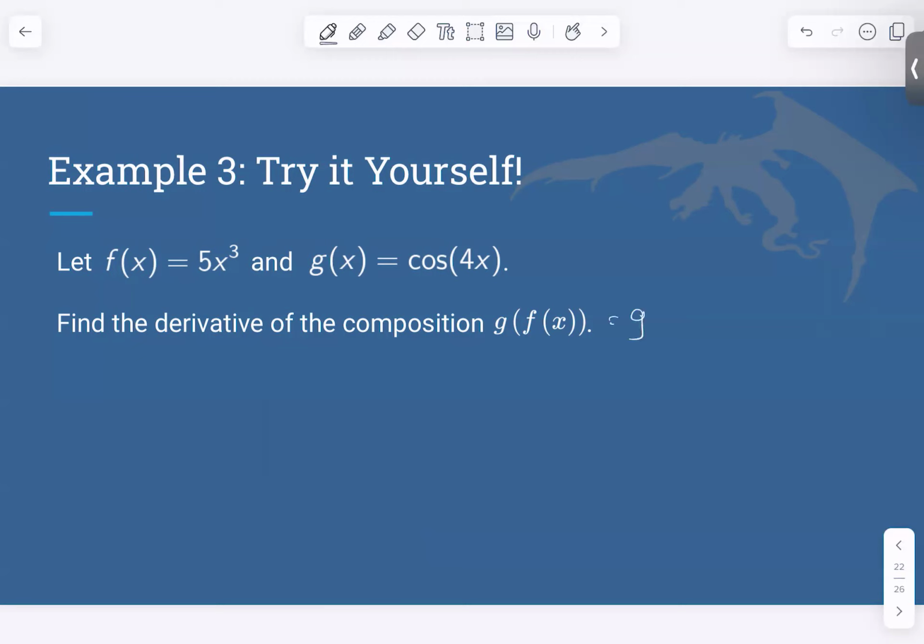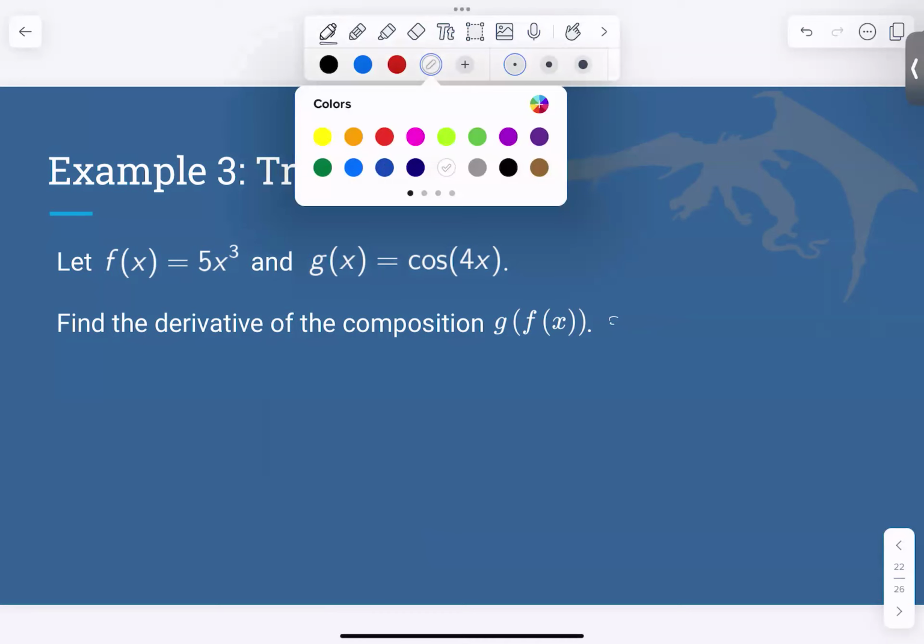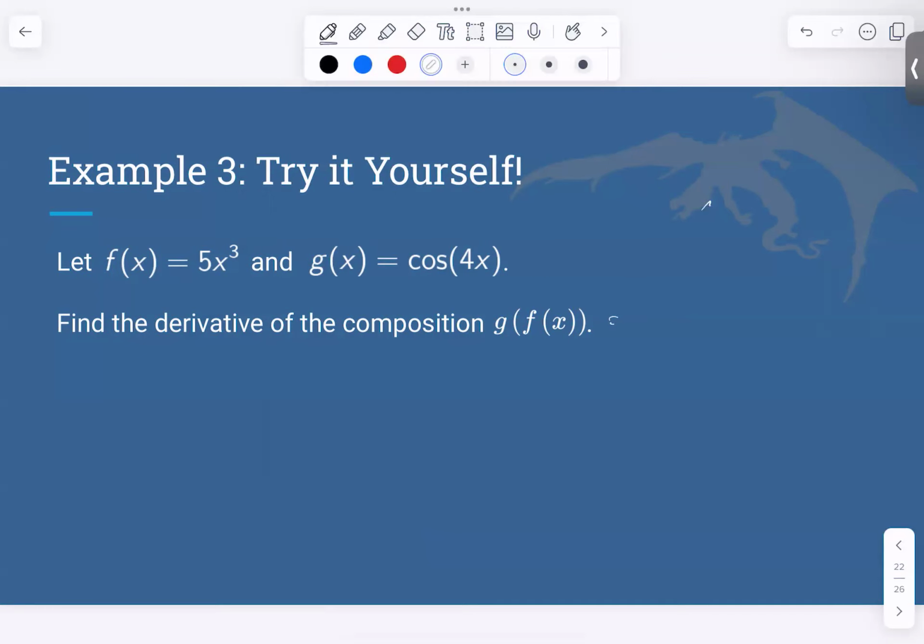So the first step is to get g of x, we take, yep, I got what I want. So it would be cosine of 4, and we're just plugging in 5x cubed. So this is really the cosine of 20x cubed. All right, so just want to make sure you got that. All right, so now I'll press pause and finish it out.